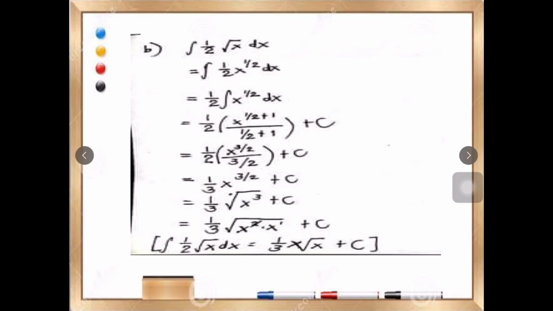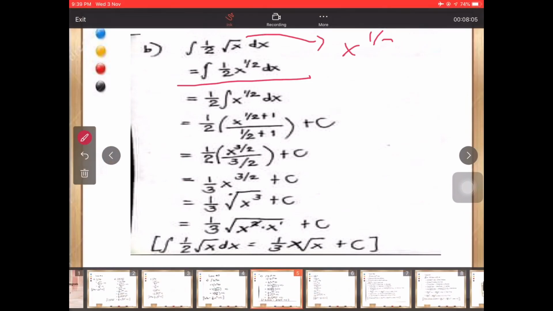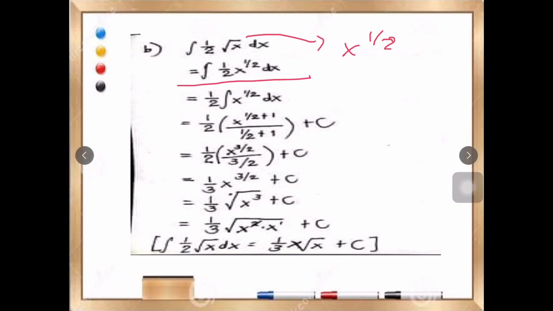Another example. Okay, if we integrate 1 half times the square root of x dx, let's fix the given again. We can express the square root of x as x to the 1 half. So, we will express our given as the integral of 1 half x to the 1 half dx. Then, integrate. Take out the 1 half. Then, x to the 1 half, our exponent here is 1 half.